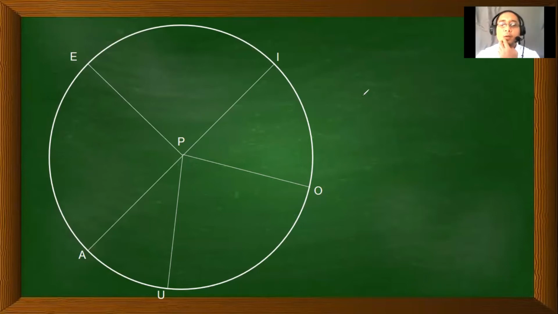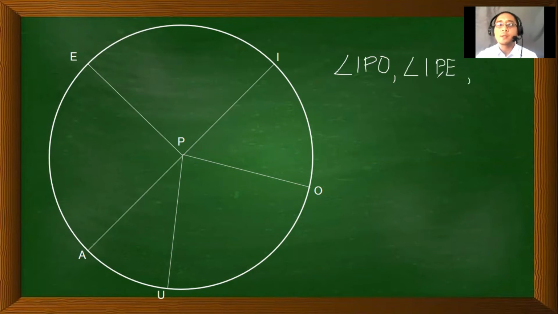a central angle on the given illustration. First central angle is angle IPO. If you answered this one, then you are correct, because again, the vertex of your angle is the center point of the circle. Another central angle is angle IPE, because again, the vertex of the given angle is the center point of the circle.